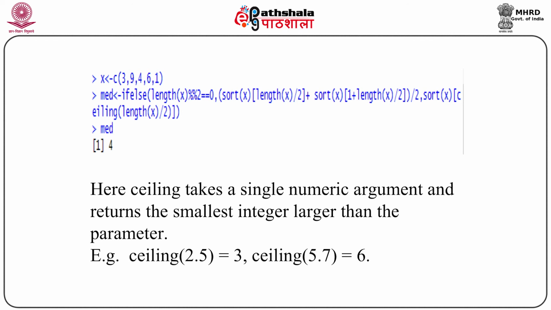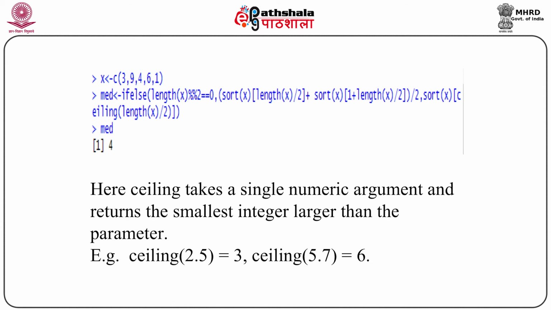To understand how the program works, you need to know what the ceiling function is. Ceiling takes a single numeric argument and returns the smallest integer larger than the parameter. For example, the ceiling of 2.5 is 3. The ceiling of 5.7 is 6, and so on. Now let's go back to the problem.